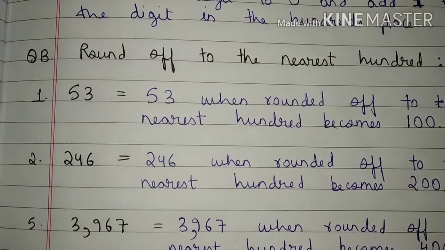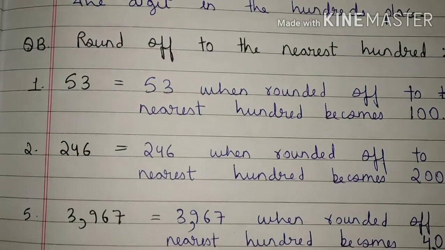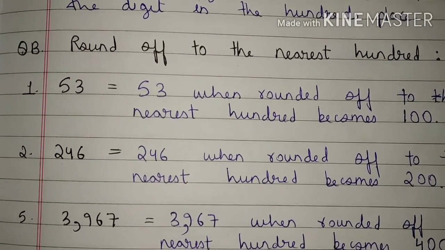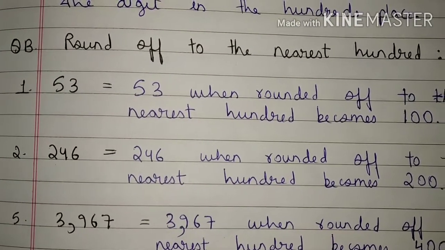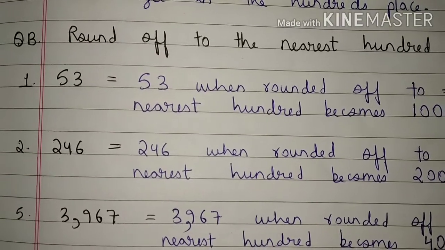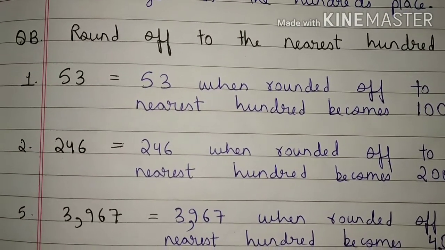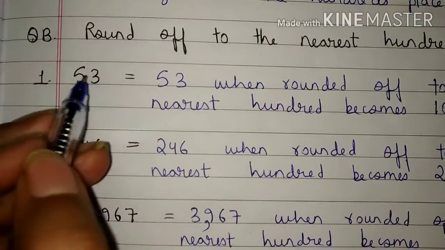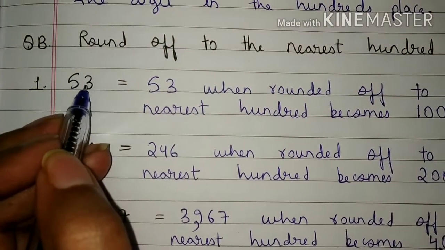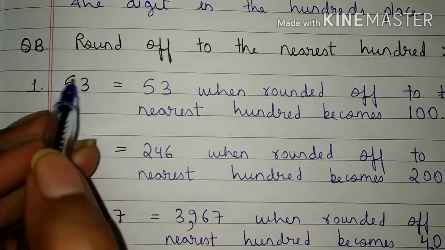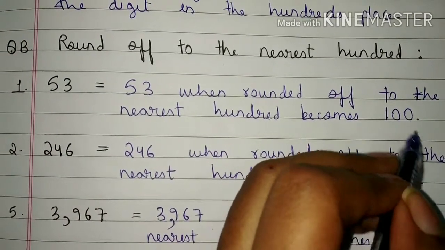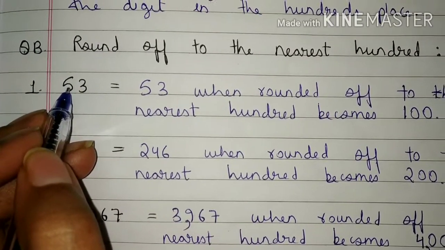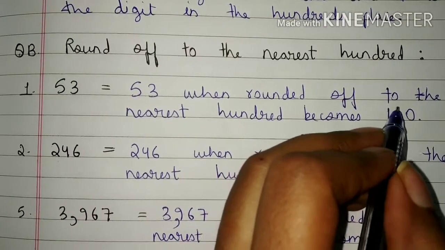Students, I have told you that if in the tens place digit is 5 or greater than 5, then you will change tens and ones digit to 0, and also you will add 1 to the digit in the 100 place. So students, here in the ones place digit is 3, but you will write 0 in the ones place. Here in the tens place digit is 5, but you will write 0 in the tens place.